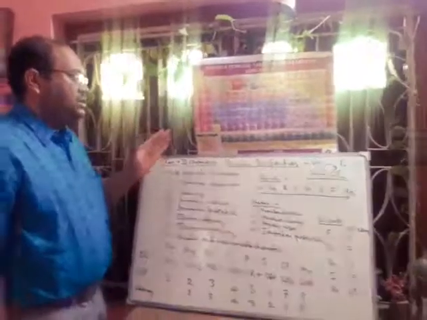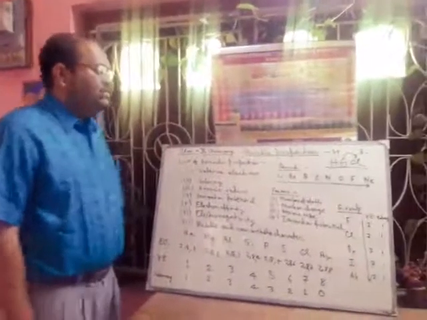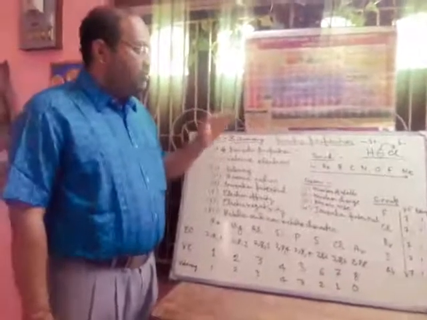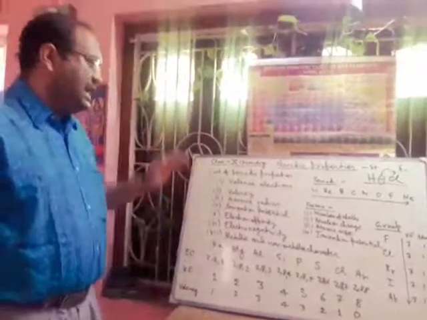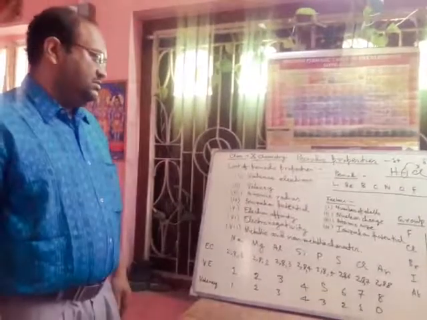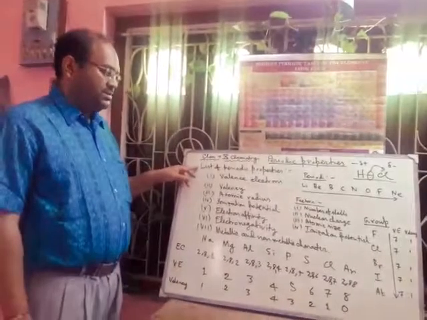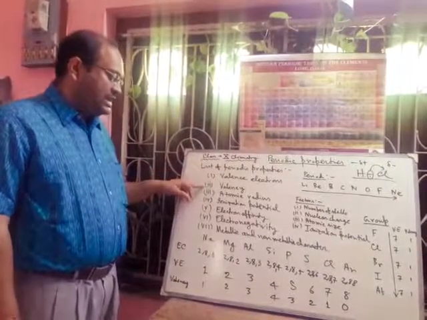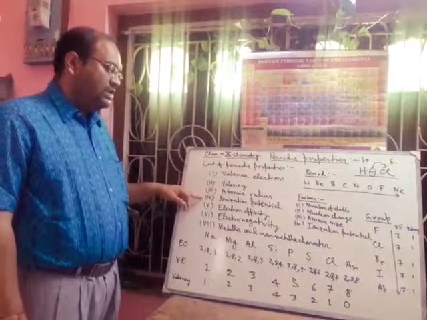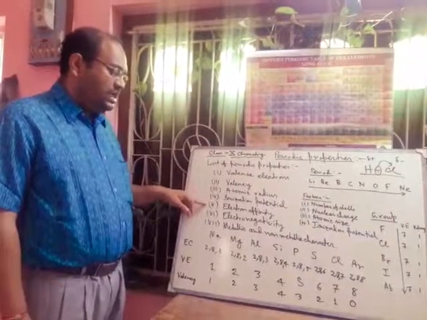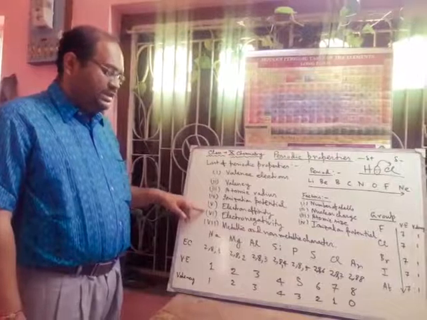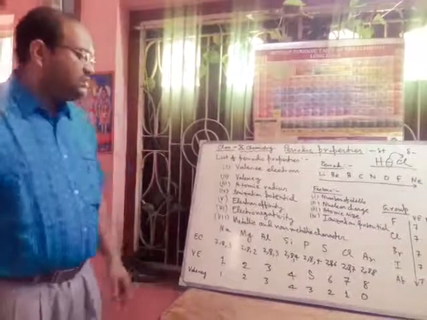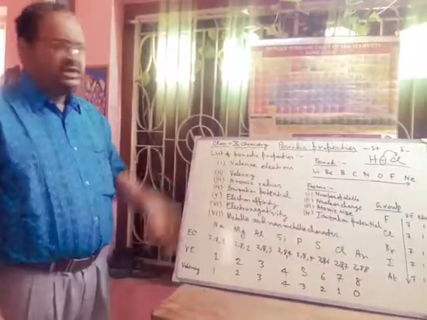Now, in this modern periodic table, there is some regularity of properties after certain intervals, which are called periodic properties. Here is the list of properties. First of all, valence electrons; second, valency; third, atomic radius; fourth, ionization potential; fifth, electron affinity; sixth, electronegativity; and seventh, metallic and non-metallic character. Today I start with valence electrons.